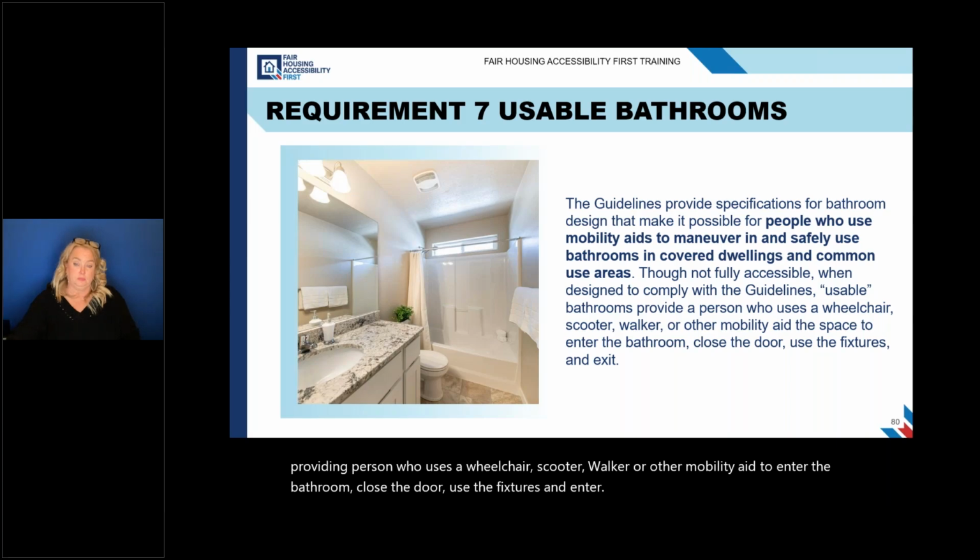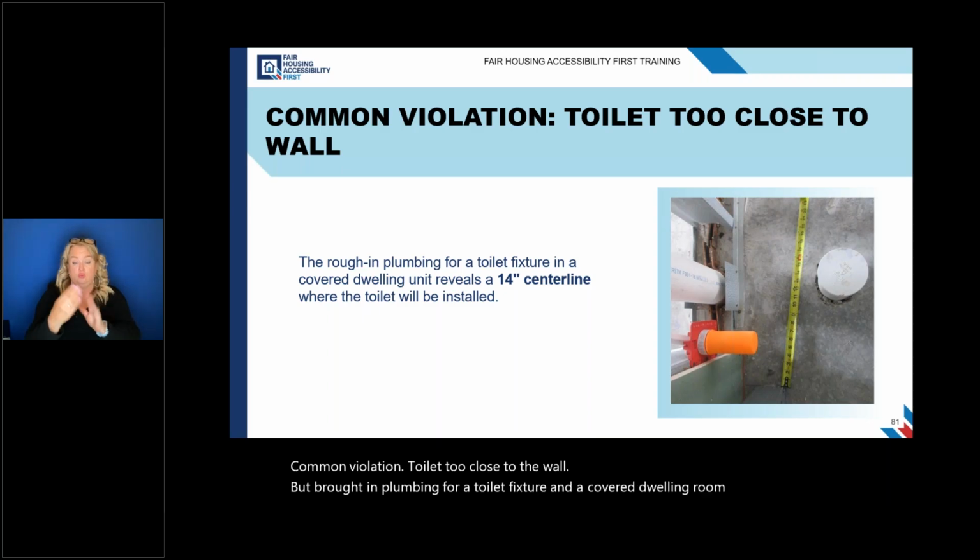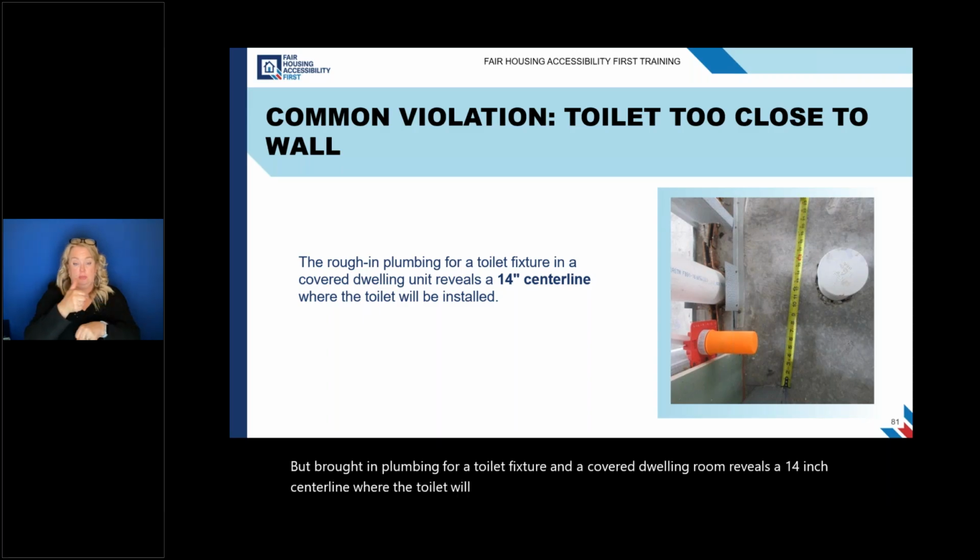Common violation: a toilet too close to the wall. The rough-in plumbing for a toilet fixture in a covered dwelling unit reveals a 14-inch center line where the toilet will be installed. And that's what's shown on your screen.